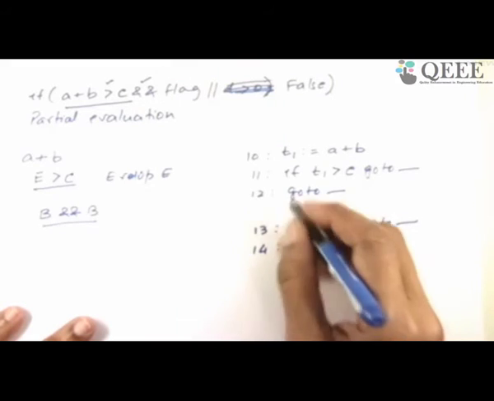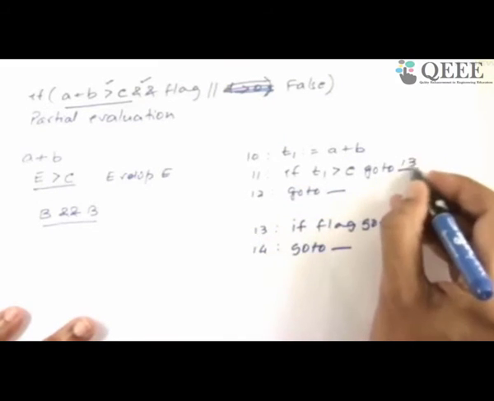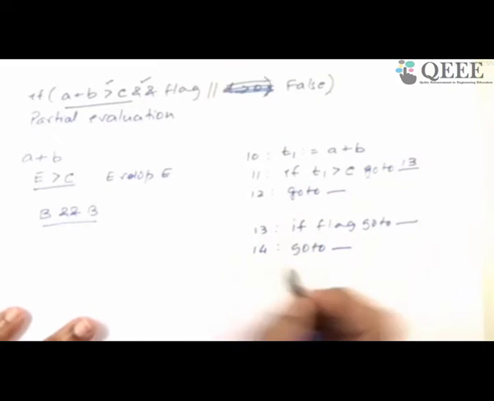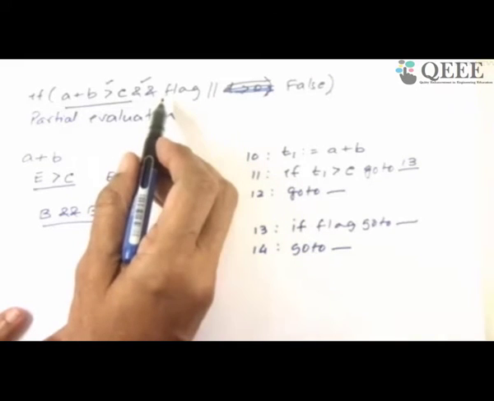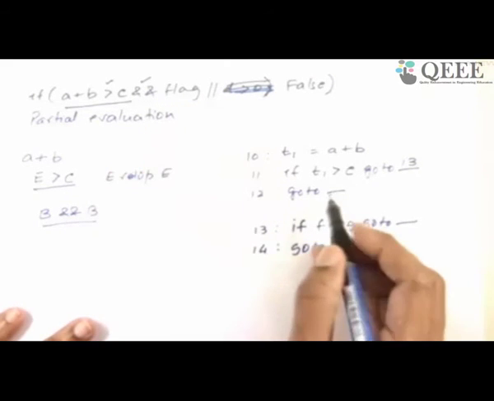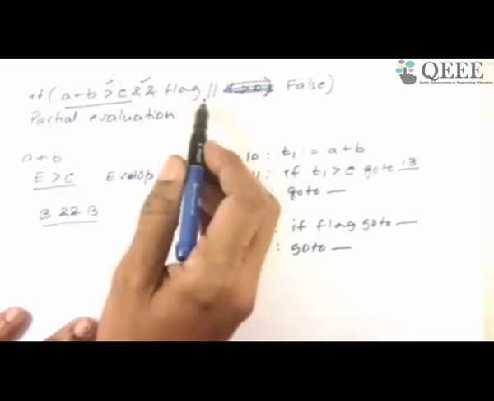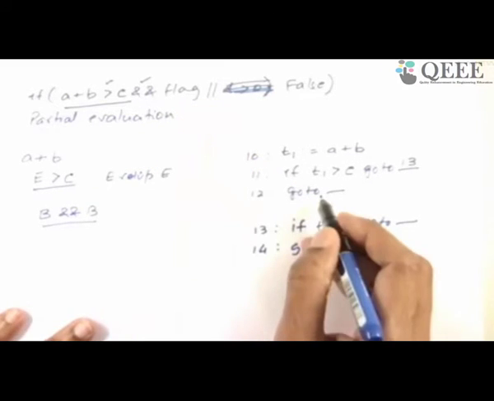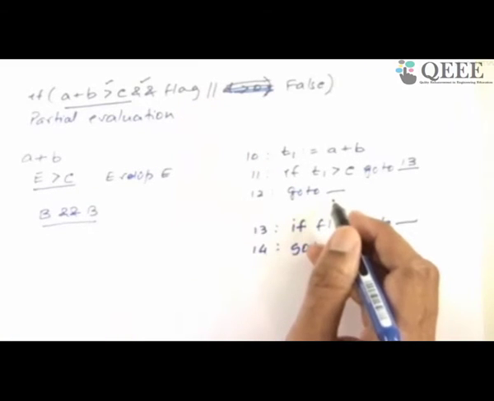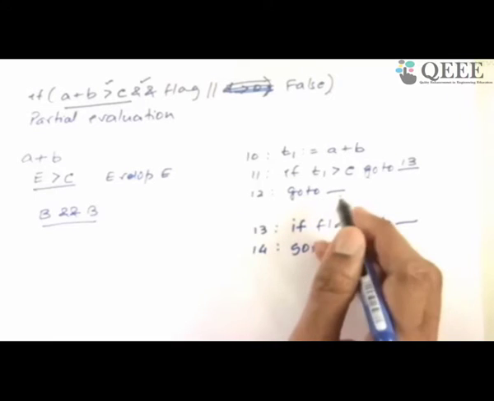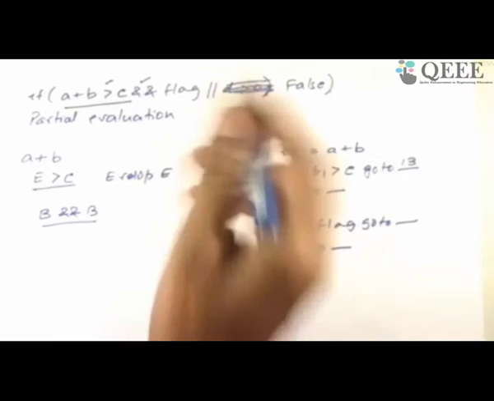So I will say 11 better go to 13, and you continue evaluating the other part of the sub-expression. However, if the expression is false, there is no point doing anything. So I will keep this in abeyance. I don't know where to go. What do I do when the expression is false? No idea. Okay, so it continues.